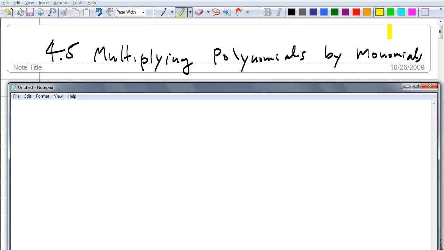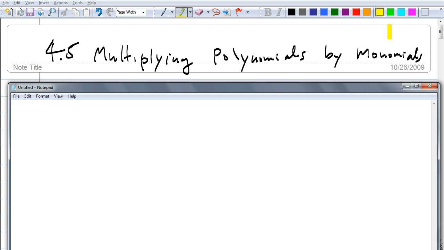So multiplying polynomials by monomials. What is that really? Because there's something we've actually done before. Just by looking at the title for today, what do you think we'll be doing? What sort of property will be helpful for us when you have this, multiplying polynomials by monomials?